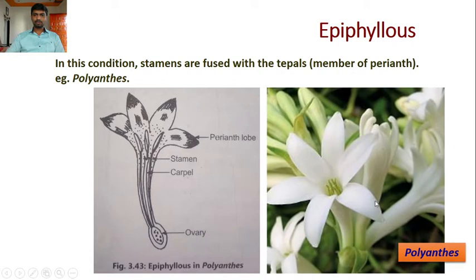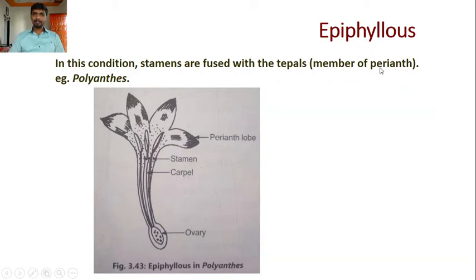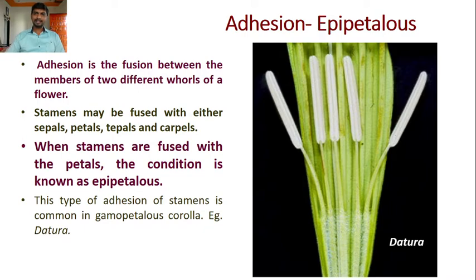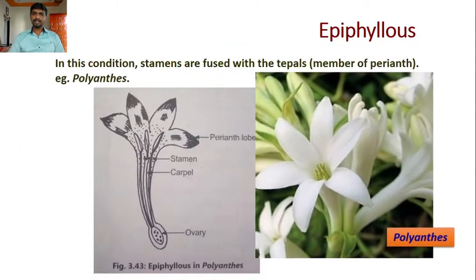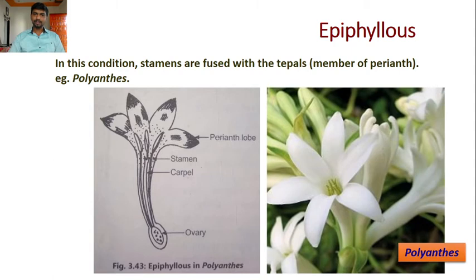Here is the photograph of Polianthes, where we know that there are 6 tepals arranged in 2 rows, 3 outer, 3 inner. So the aestivation is imbricate alternate. In this case the stamens are attached to the tepals, so that condition is called epiphyllous, because there are tepals, so the word we use is phyllous. In the previous slide we studied that the stamens are fused with the petals, so we used the word epipetalous. Here it is epiphyllous, because the stamens are attached to or fused with the tepals.